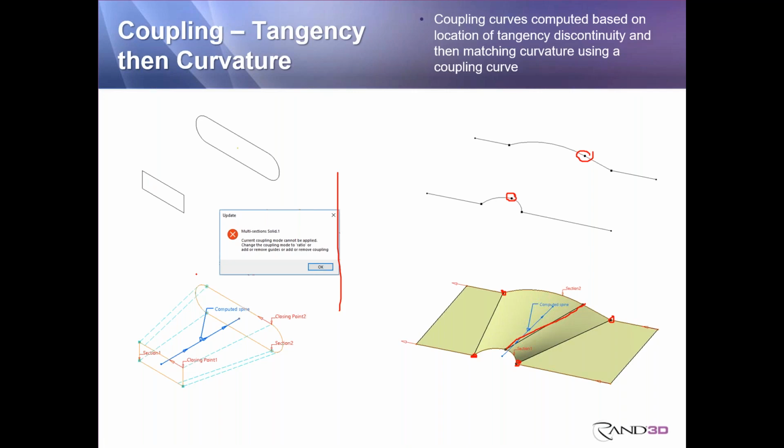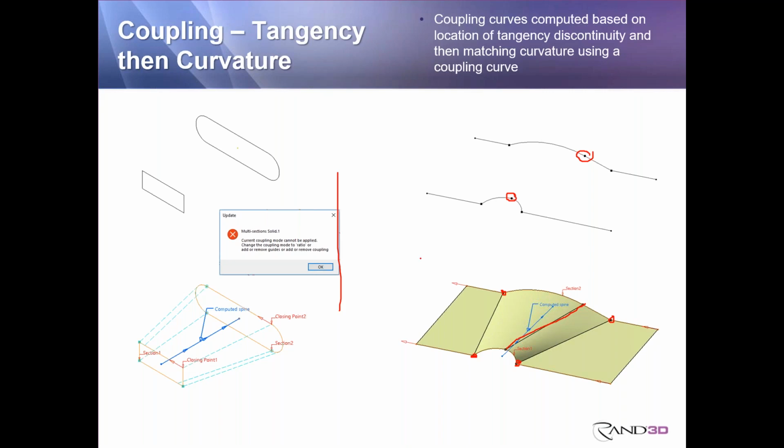It's a little bit misleading when they say tangency and then tangency and curvature. It really is trying to find discontinuity with tangency, and then it's also trying to find tangency when you've got the curvature part turned on. So make sure you're in the right coupling mode. And that's one of the biggest things you need to think about anytime you're making a multi-section.